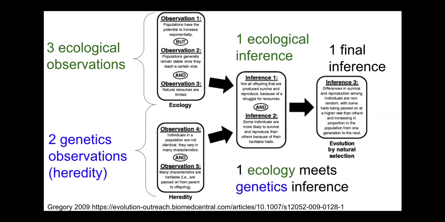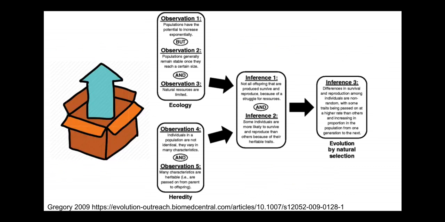And then the final inference that Mayr lays out, that Darwin made, is that since differences in survival and reproduction between individuals are non-random, those that survive are going to pass their traits on at higher rates to their offspring, and so their offspring are going to possess those traits. Those offspring are going to pass those traits on to their successfully surviving and breeding offspring, and so forth. And that means that the traits that are useful for winning in the struggle for existence are going to increase in frequency, and that's the mechanism of evolution by natural selection.